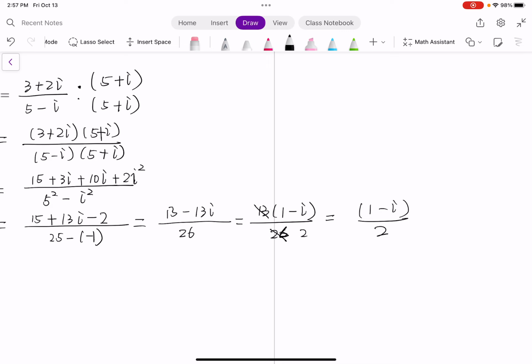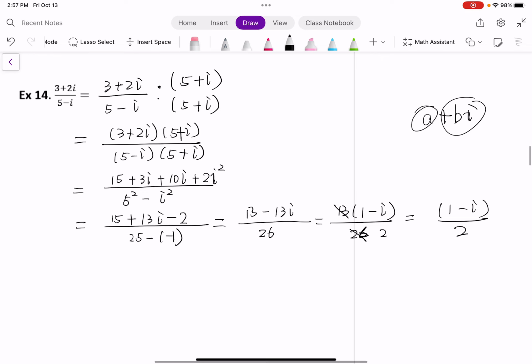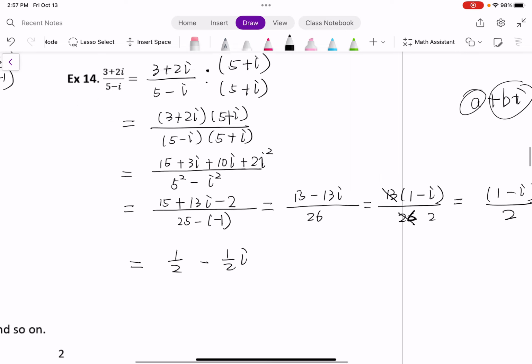If I want to rewrite it into the form a plus bi, so separate the a and the bi part, we can separate the two top numbers. We have 1/2 minus 1/2 i. This is a plus bi.